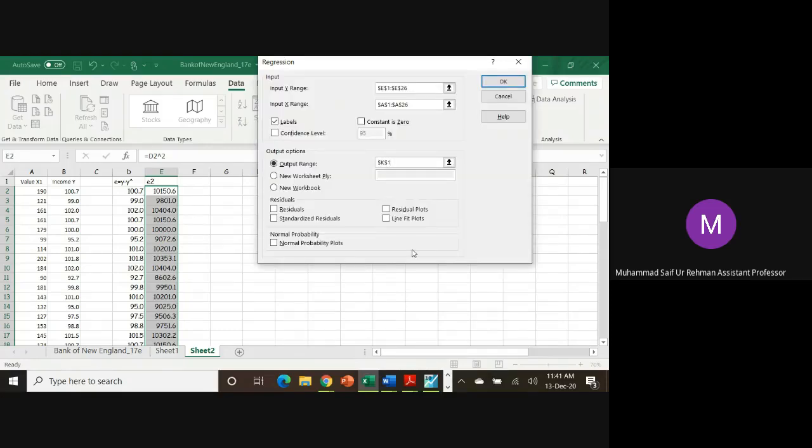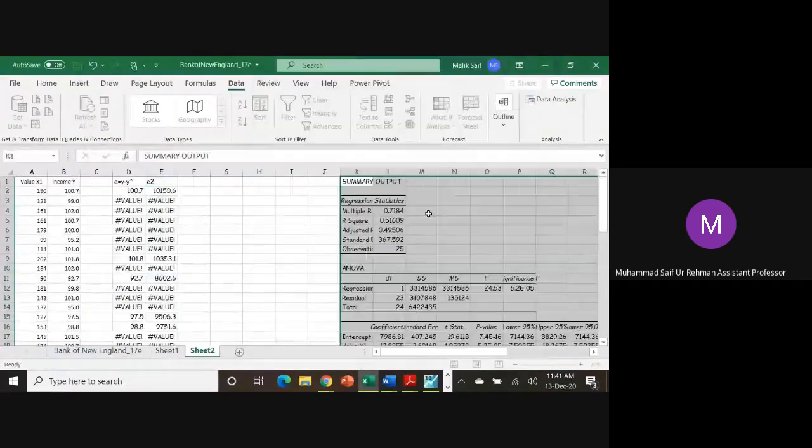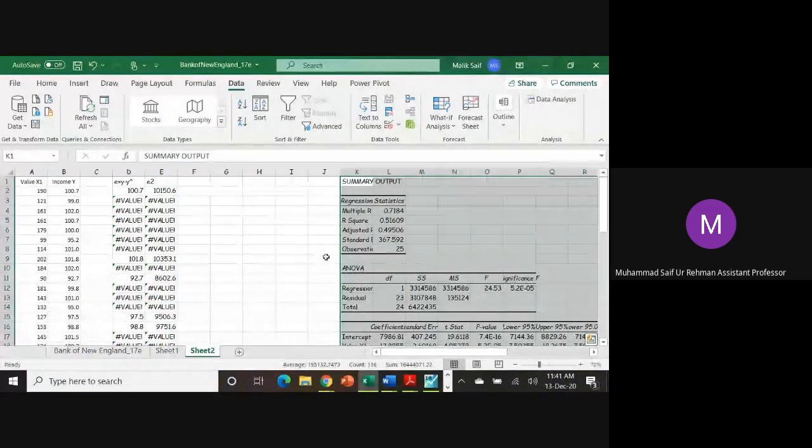Now, if you are also interested in plots, residual plots may also be there. So I am asking it to provide me the results.